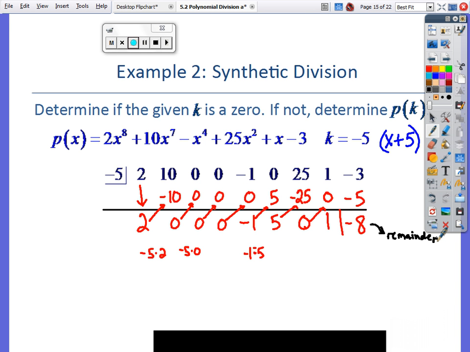Okay? And so in this problem, I could tell you right now, no. And that's probably faster than plugging it in, to be honest with you. It may be relative, but once you get good at the synthetic, that's going to be very quick. And again, all we're looking for is the remainder. That's all we really care about.